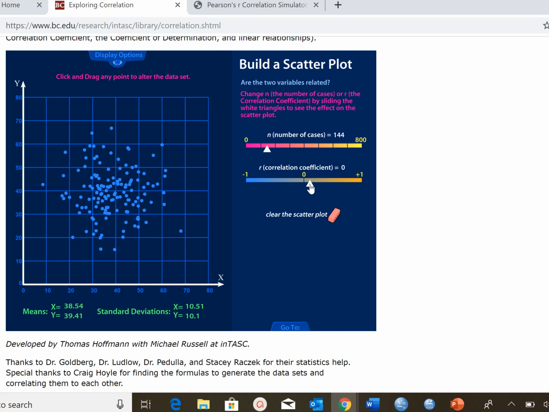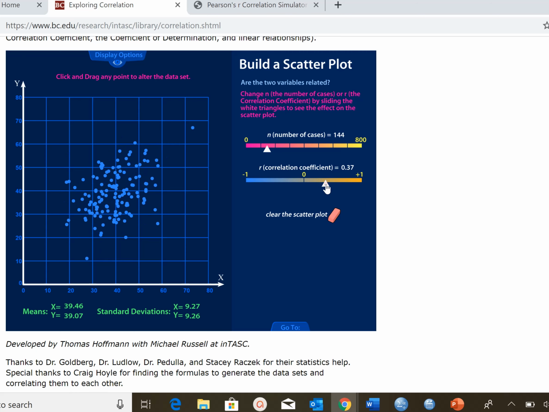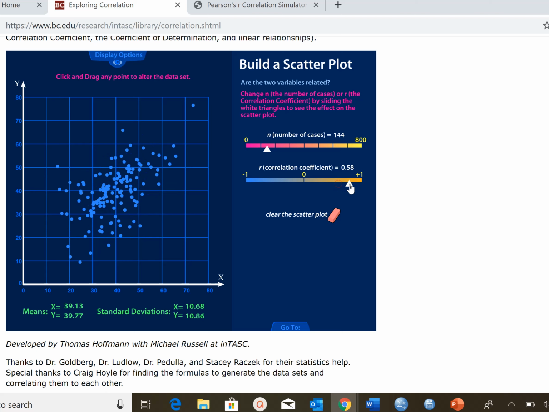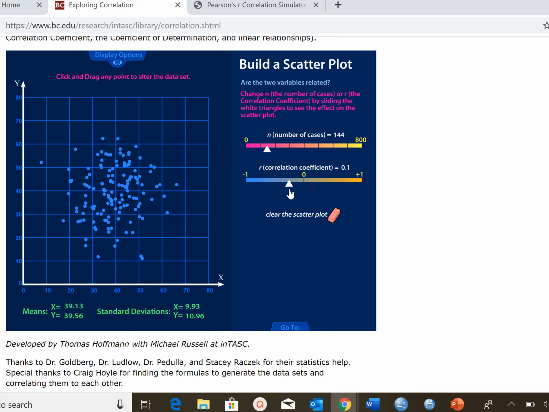But let's see what it would look like if we had a correlation of 0.27. You can see the relationship is emerging: 0.37, 0.51, 0.58, and then the closer you get to 1, the more linear and perfect the relationship becomes, and it could be very readily summarized by a straight line with a strong slope.